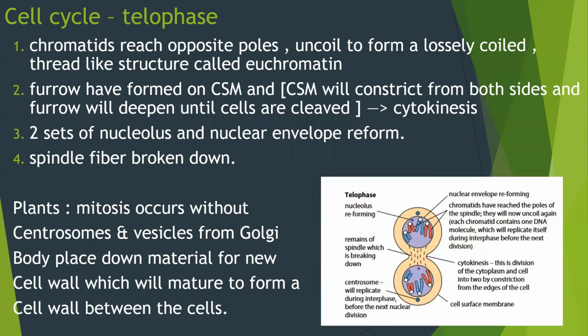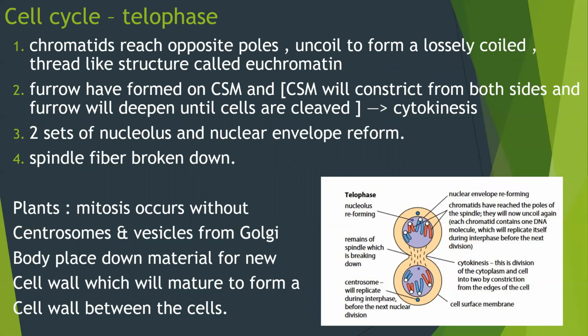So telophase is the last stage of mitosis, and in this stage, the chromatids have already reached the opposite poles after they've been pulled to them. They will uncoil, and then they will form this loosely coiled structure of chromatin thread, or euchromatin, and then furrows will have formed on the cell surface membrane. And we'll talk about cytokinesis, which is not a part of telophase, but will follow telophase.